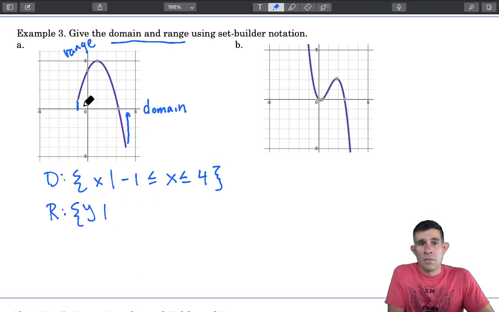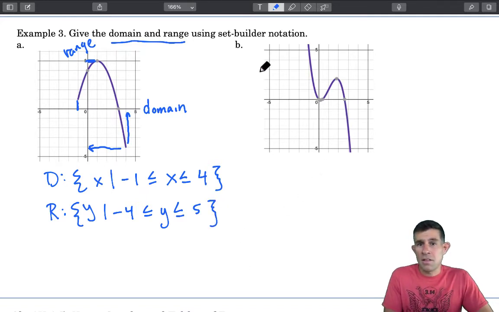Next up, let's talk about our range. And now again, I'm going to flatten everything on my y-axis. So it looks like my maximum point is going to be up here at 5, and my minimum point is going to be down here at -4. So I start off by listing my minimum less than or equal to y, which is less than or equal to my maximum, which was 5.